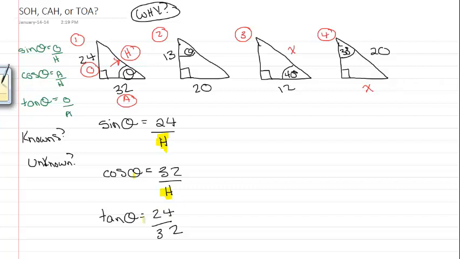Now the last one is great because my unknown is theta and I have 24 over 32, which is great because now I have just one unknown and I can very easily rearrange this by taking the tan inverse. So the inverse is what takes tan away from the angle and moves it to the other side.